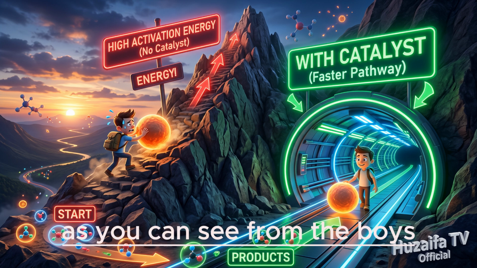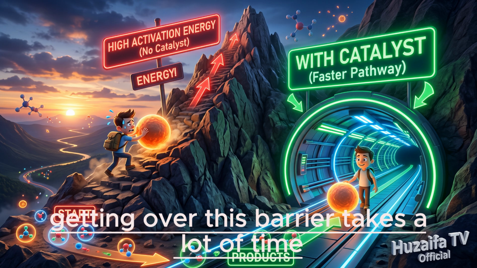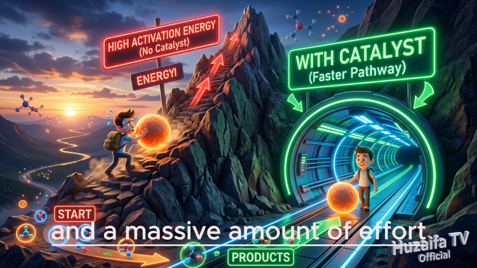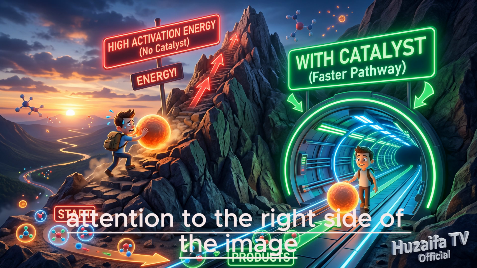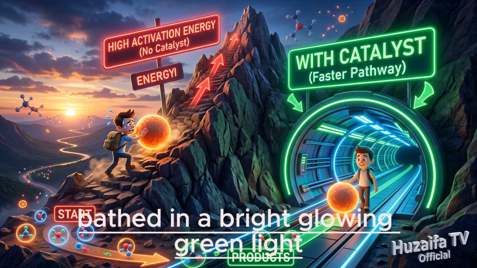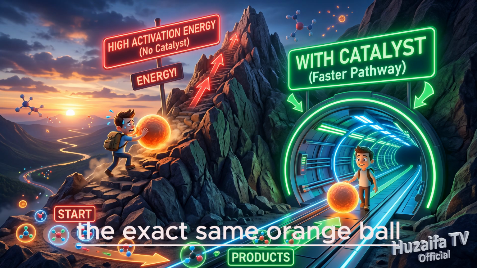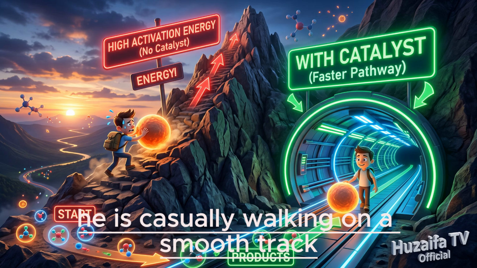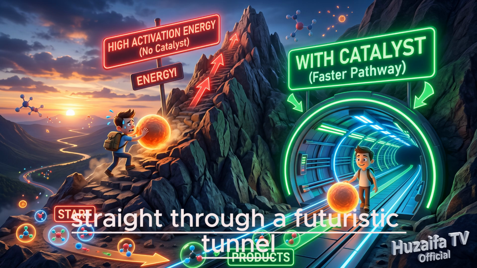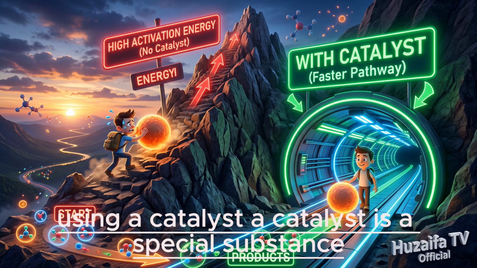As you can see from the boy sweating and straining under the red neon signs, getting over this barrier takes a lot of time and a massive amount of effort. Now, let us turn our attention to the right side of the image, bathed in a bright, glowing green light. Here, the exact same boy is pushing the exact same orange ball, but instead of climbing the mountain, he is casually walking on a smooth track straight through a futuristic tunnel. This tunnel represents a chemical reaction that is using a catalyst.